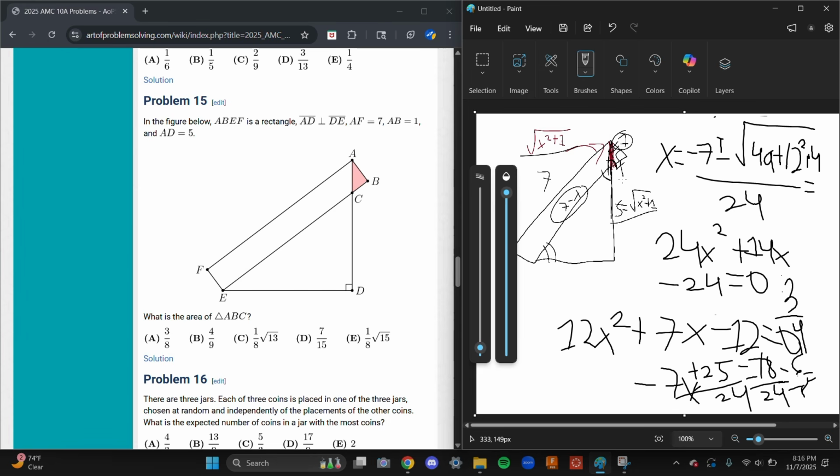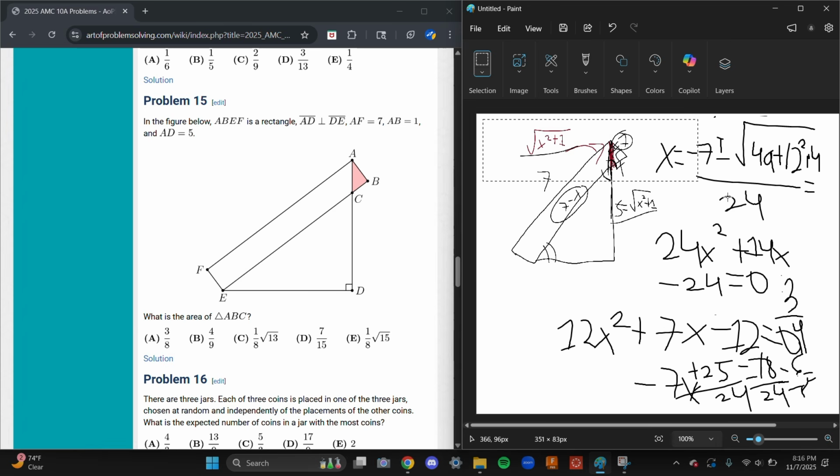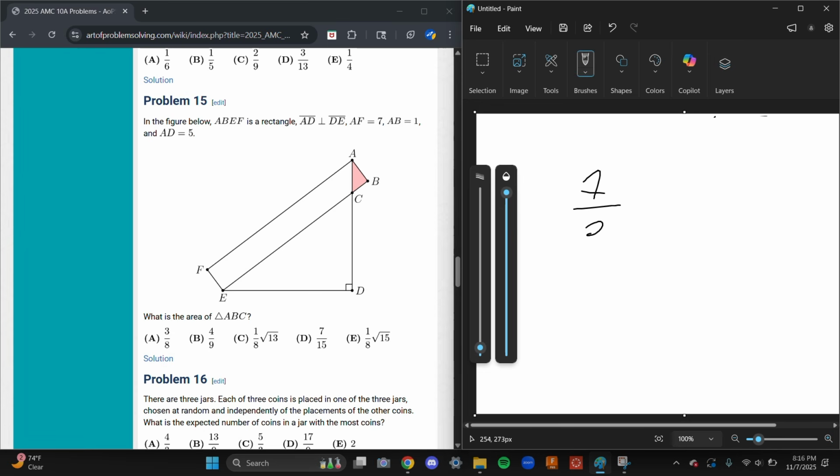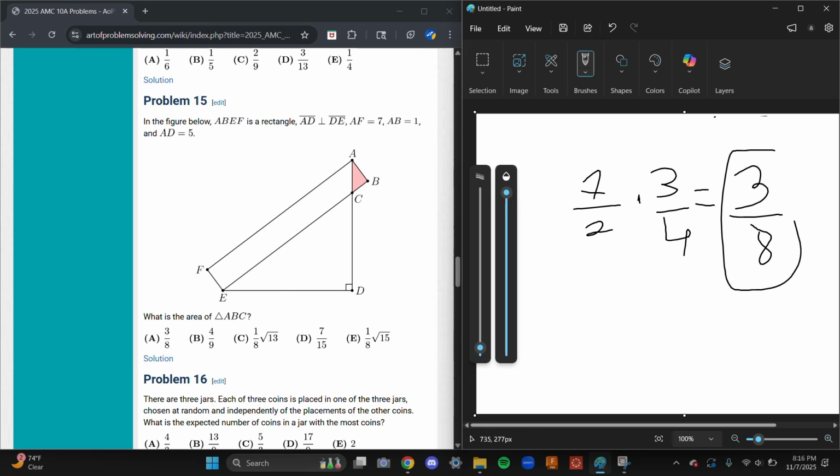Then we have our base is x and our height is 1, right? So it's going to be 1/2 base times height. So our answer here is just going to be 1/2 times 3/4, which equals 3/8. So 3/8 is the final answer for problem number 15. So let me write that. A, 3/8.